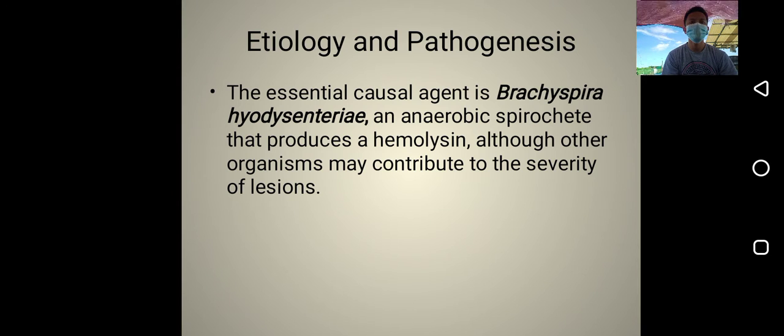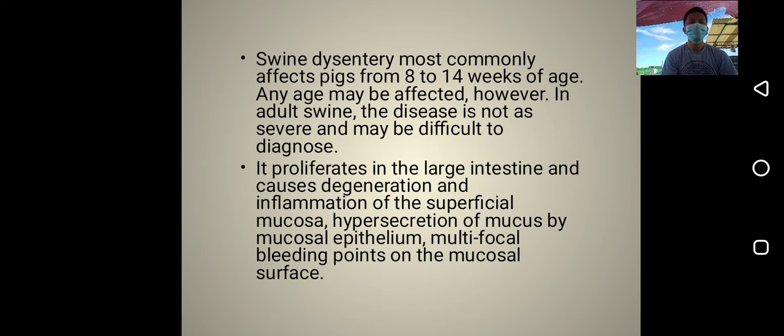Etiology and pathogenesis. The essential causal agent is Brachyspira hyodysenteriae, an anaerobic spirochete that produces a hemolysin, although other organisms may contribute to the severity of lesions. Swine dysentery most commonly affects pigs from 8 to 14 weeks of age. Any age may be affected. However, in adult swine, the disease is not as severe and may be difficult to diagnose.